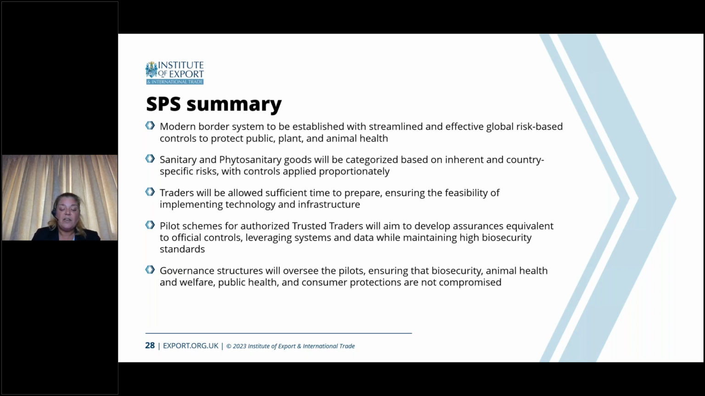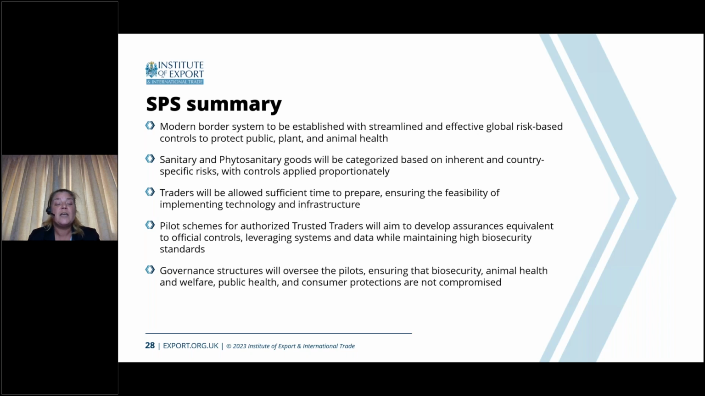So the government is currently looking into schemes that will ease the requirements, but those are going to be product specific. So there will be different trusted trader schemes when it comes to both the phytosanitary and the animal health products. But Peter will cover those for us in a bit more detail later on. Please know that the modern border system is meant to be established to streamline and create effective global risk-based controls. This has been designed to hopefully work with the single trade window, which is due to come into effect in 2025.